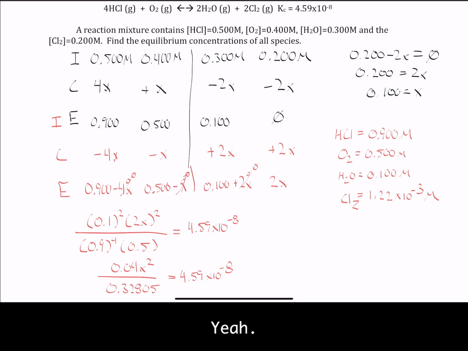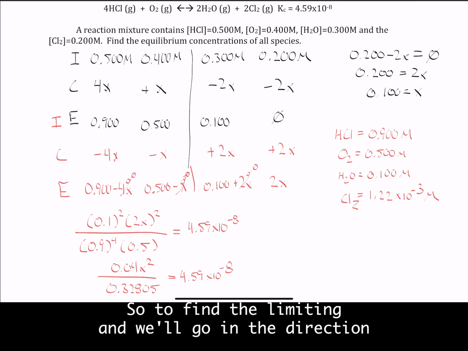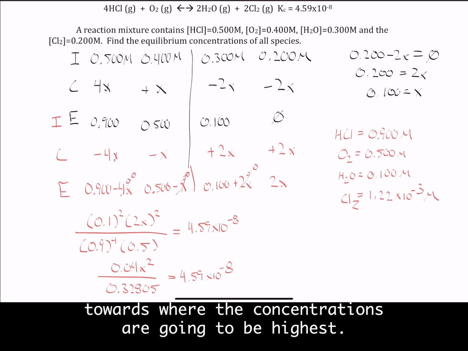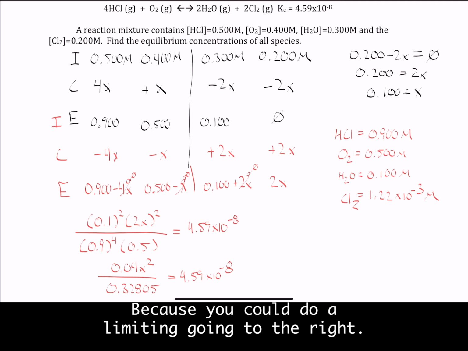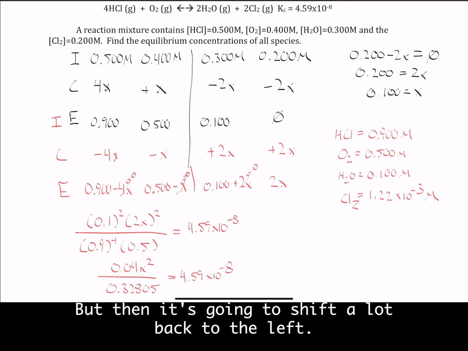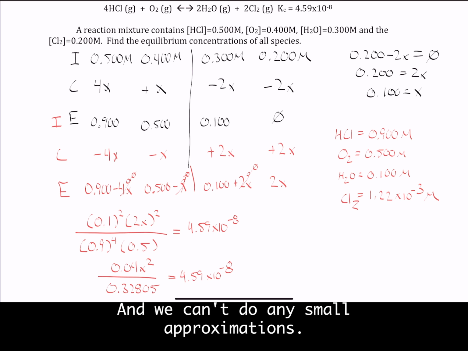So it's to find the limiting, and we'll go in the direction towards where the concentrations are going to be highest. Because it's a small K, that's why I went to the left. You could do a limiting going to the right, but then it's going to shift a lot back to the left, and we can't do any small x approximations.